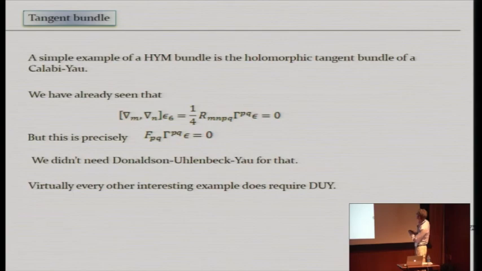Okay, so here's the canonical example of a Hermitian-Mills bundle. We just take the tangent bundle of a Calabi-Yau. I've already done this calculation for you previously. If you take the anti-commutator of the covariant derivative acting on epsilon, that gives you the curvature. And if you stare at it, that's just the equation F_PQ contracted with gamma^PQ for the spin connection. Those are exactly the Hermitian-Mills equations for the spin connection. So the connection on the tangent bundle is an example of a solution to the Hermitian-Mills equations.